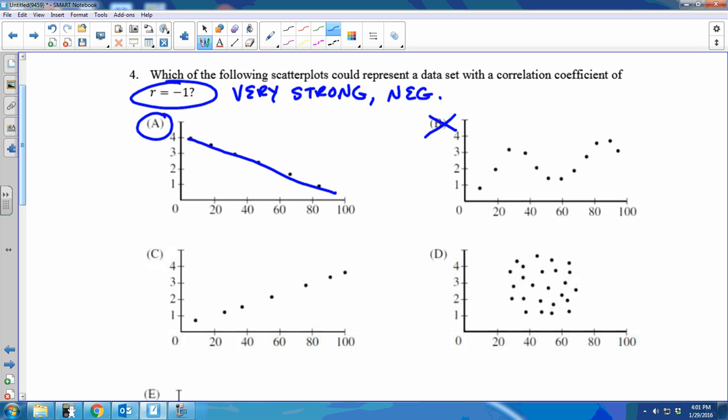B is not linear, so it can't have a correlation. C is very strong but positive, so that's not right. D doesn't really have a strong correlation. I mean, where do you draw your model? I don't know.